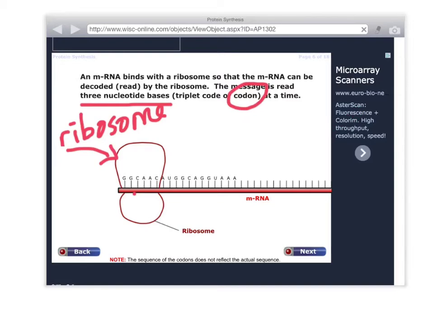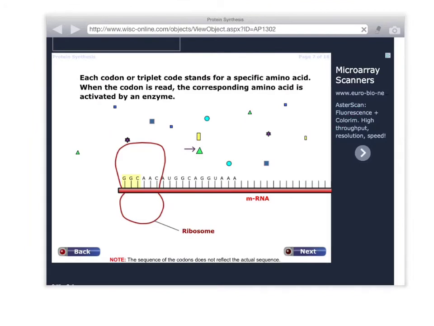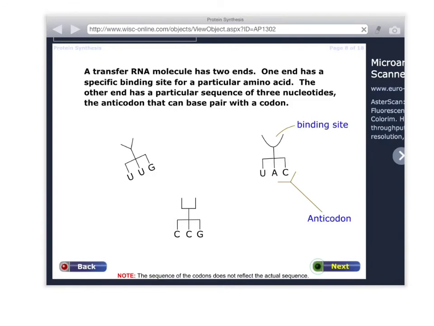Meanwhile, the amino acids are floating around in the cytoplasm, waiting to be taken in order to start making the protein. And also the tRNA, so this is our tRNA right here. Our tRNA is floating around in the cytoplasm, and it has a specific code where it'll bind to a specific amino acid. So like it says here, this is where the amino acid will bind, and this is the code that corresponds to the code on the mRNA.